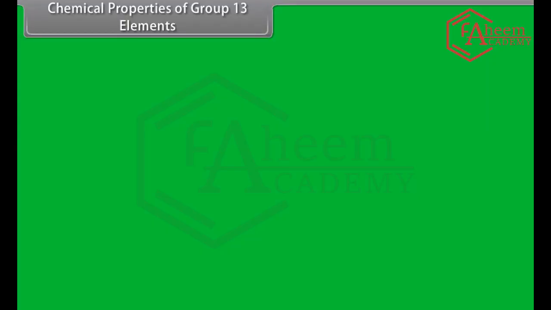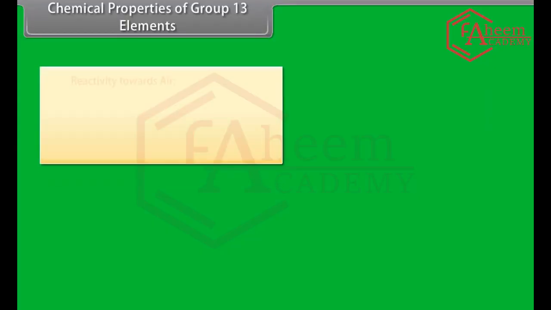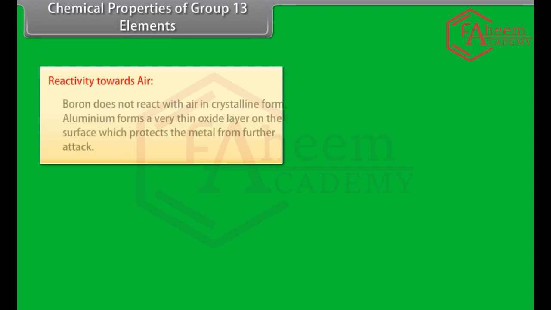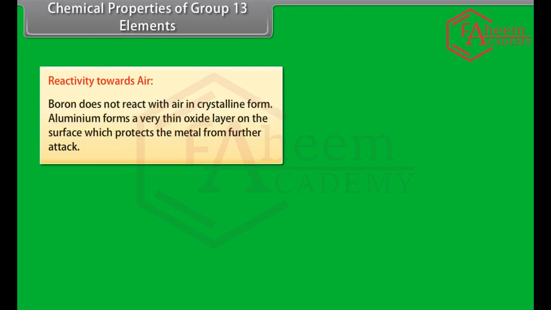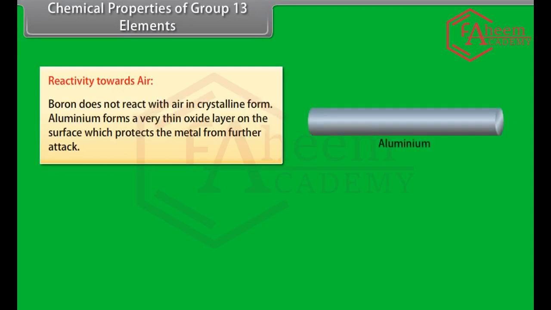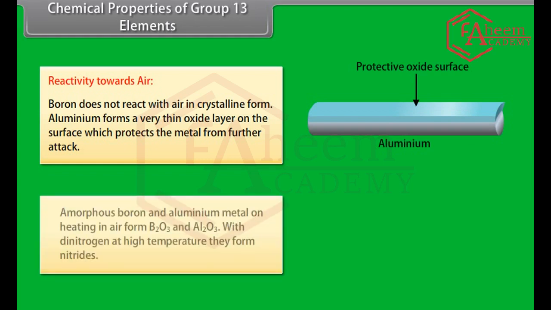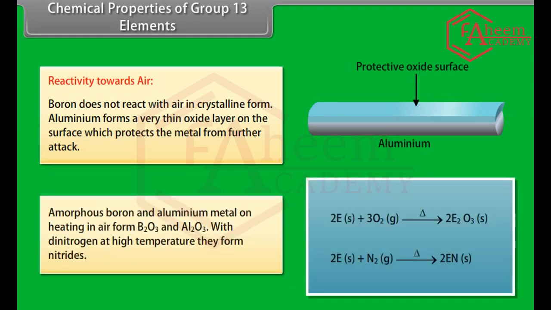Chemical properties of group 13 elements. Reactivity towards air. Boron does not react with air in crystalline form. Aluminium forms a very thin oxide layer on the surface which protects the metal from further attack. Amorphous boron and aluminium metal on heating in air form B2O3 and Al2O3. With dinitrogen at high temperature they form nitrides.